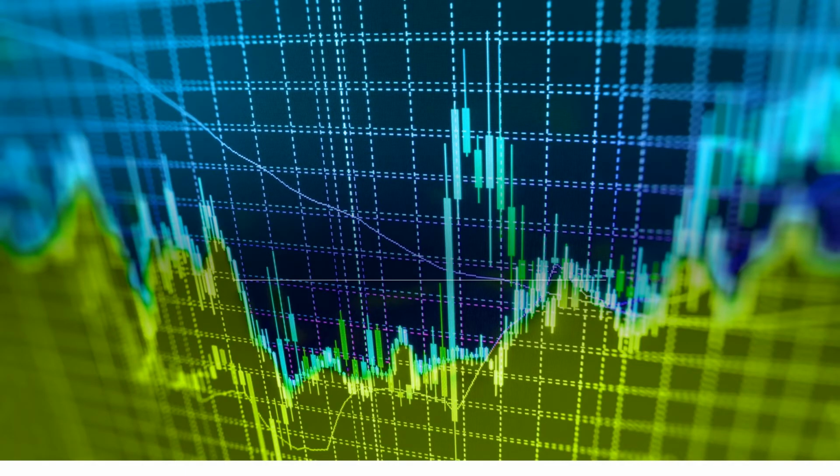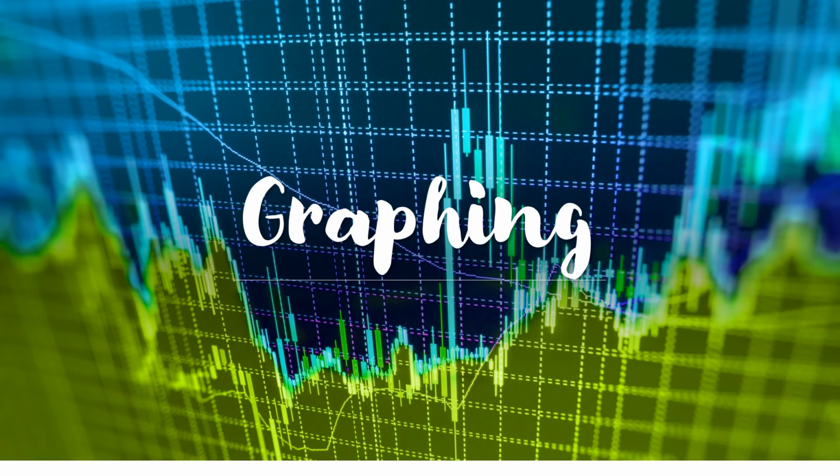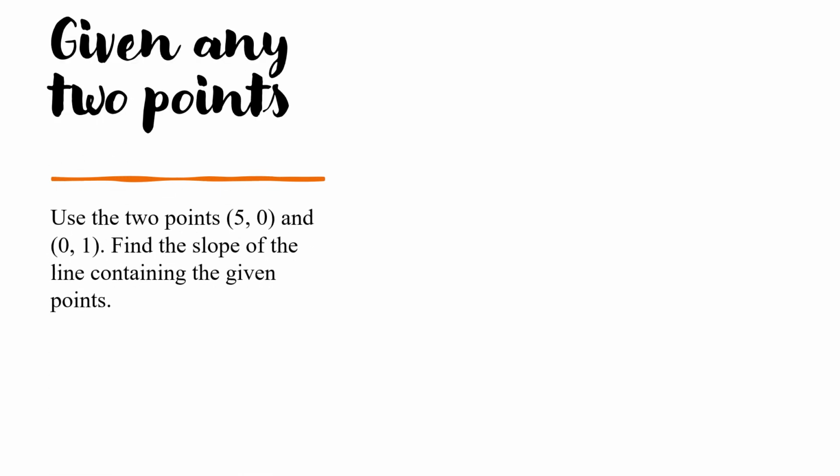This time, let us proceed in graphing. Let us start graphing given any 2 points. Use the 2 points (5, 0) and (0, 1). Find the slope of the line containing the given points. So first, let us graph the given points.